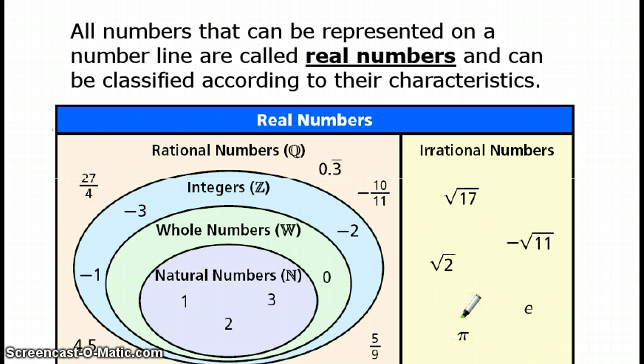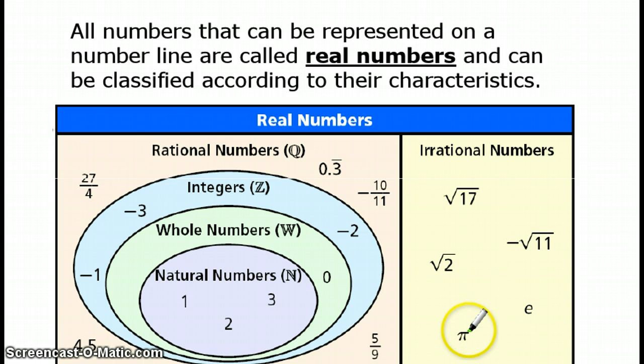And so I know that's a silly story, but hopefully that'll help you remember that if you can't write the number in the form of a fraction, or you can't write the number as a terminating decimal, and there's no pattern, then we consider those numbers irrational. They have no pattern. They make no sense.